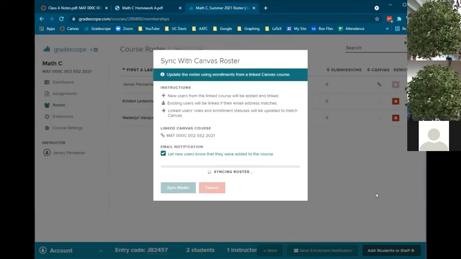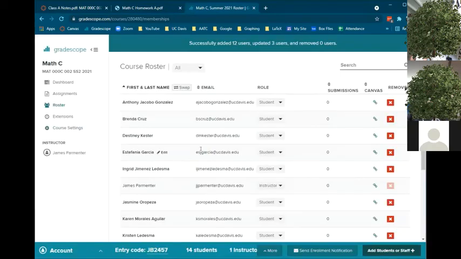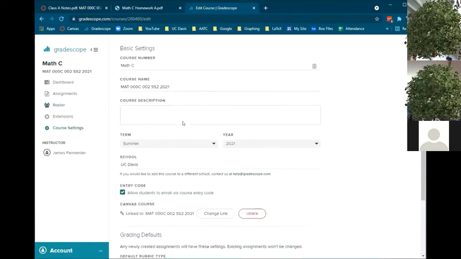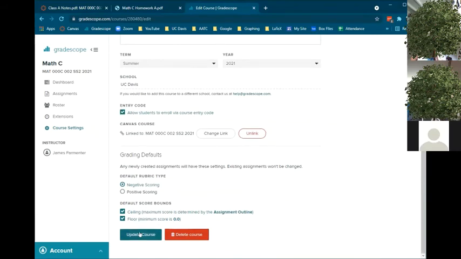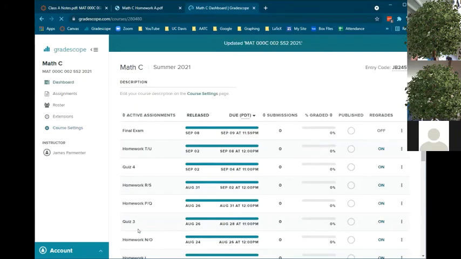So I'm resyncing the Canvas roster. I think that should allow you to do it. Yeah, I just got a notification. If anyone does have issues though, let me know. I know there's a way to do this with an entry code, but they're not actually showing me what the entry code is. Anyway, it sounds like that took care of the issue. I just got a set your password link. Okay. Thank you. You're very welcome.